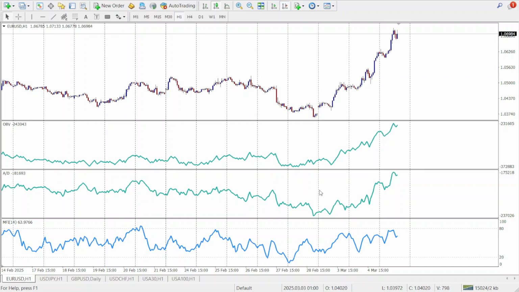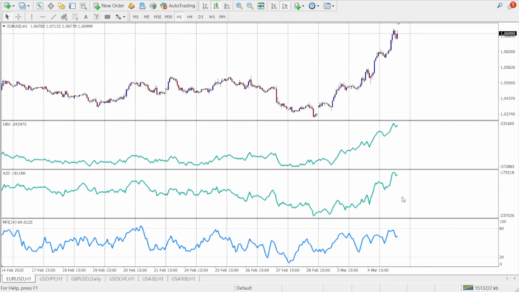Now, if the close is near the high of the range, it suggests buying pressure and volume is added to the AD line. If the close is near the low of the range, it suggests selling pressure and volume is subtracted. If the close is in the middle, no volume is added or subtracted. So when do you use the AD? AD is most useful when you want to assess the overall buying and selling pressure over time. It can also be used to confirm trends or signal reversals.